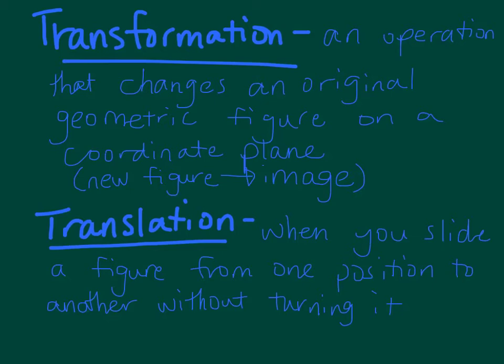of the original figure. Okay, we're going to look at two types of transformation. One type is called a translation. Transformation is a big category, and translation is one type of transformation. A translation is when you slide a figure from one position to another without turning it. So it doesn't change shapes, it doesn't change sizes, it doesn't change the way it looks, it just goes from one place to another.